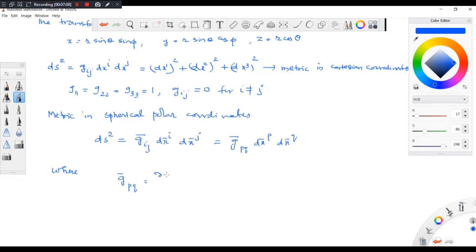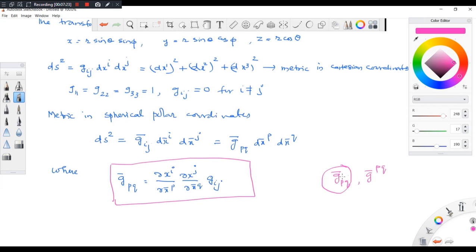And what are the things I want to find out? I want to find out g bar pq and g bar pq conjugate. This is what is asked: the metric tensor in spherical polar coordinates and its conjugate tensor. These are the things you want to find out. I will just show you one, which is g bar 11.